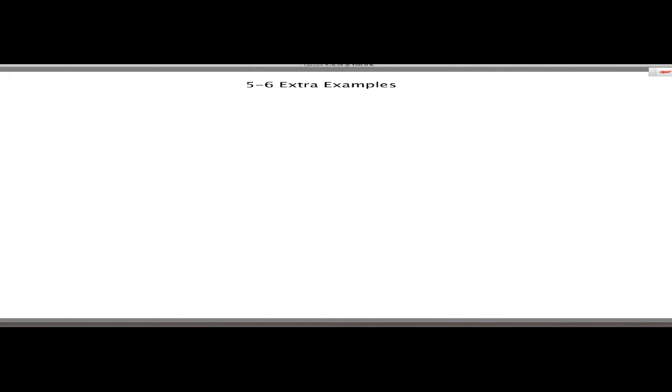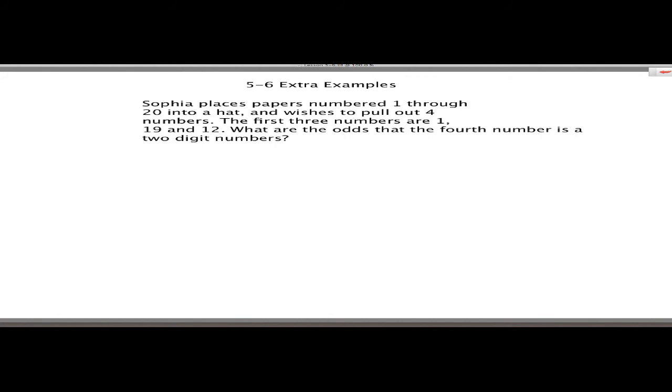And the next one. This is the pretty classic, something's in a hat, you draw something out kind of a problem. Sophia places papers numbered 1 through 20 into a hat, and wishes to pull out 4 numbers. The first 3 numbers are 1, 19, and 12. What are the odds that the 4th number is a 2-digit number? Well, this is the drawing without replacement. Kind of back to that card problem when I drew 2 cards. The second draw was without replacement, therefore the odds for that one changed a little bit.